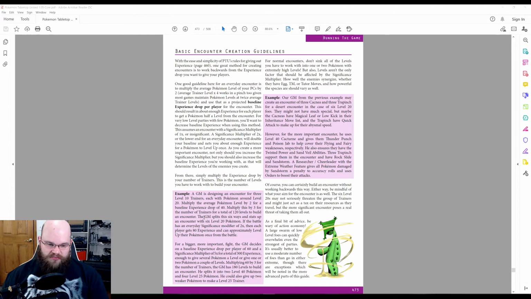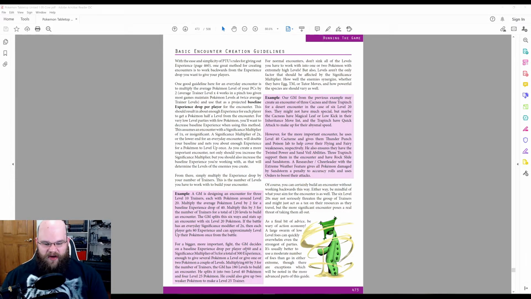The GM, say myself, splits this 6 ways, and I stat up an encounter with 6 level 20 Pokemon. If the battle has an everyday significance multiplier of ×2, then each player gets 80 experience and can approximately level up their Pokemon once from this particular battle. So then the next part here talks about increasing the baseline experience from say 40 to 60, and then giving a large significance multiplier. Basically, this encounter ends up to like 300 experience, so each of the Pokemon are going to level 1, 2, maybe 3 times, depending upon what level they are.